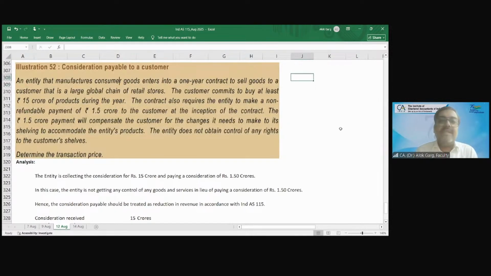Now let's do illustration number 52 from ICAI study material. An entity that manufactures consumer goods enters into a 1-year contract to sell goods to a customer, which is a large global chain of retail stores. The customer commits to buy at least 15 crore of products during the year. What is the commitment? 15 crore rupees commitment.